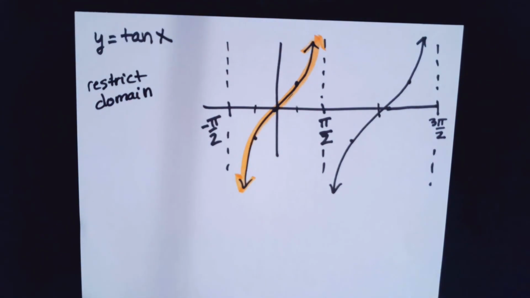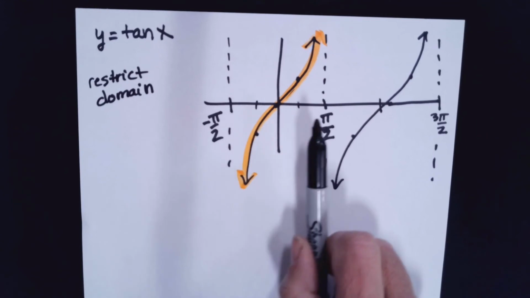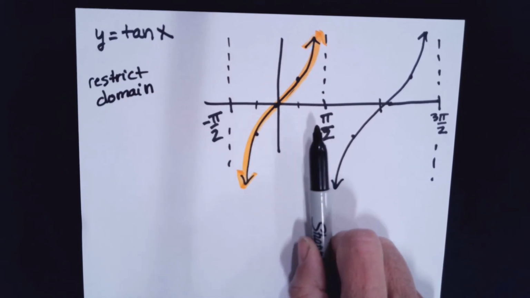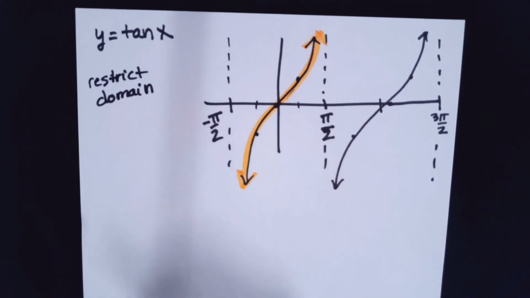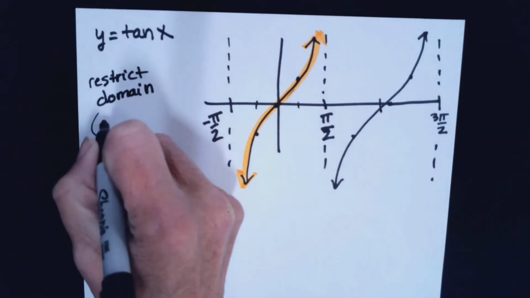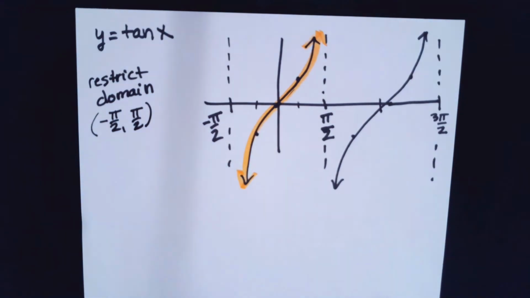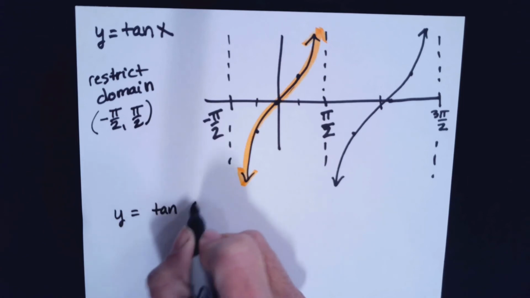The only thing is for sine, I used brackets because we included negative pi over 2 and pi over 2. But do you see how tangent, we're not going to include those because they're asymptotes. There's no values at negative pi over 2 or pi over 2. That's where it is undefined. So I'm going to use parentheses, negative pi over 2 to pi over 2. So let's look at this. We have y equals tangent of x.